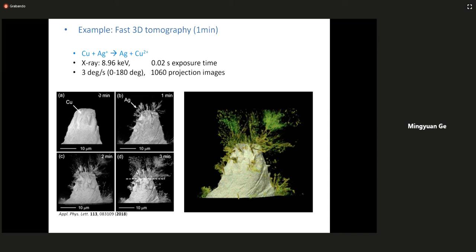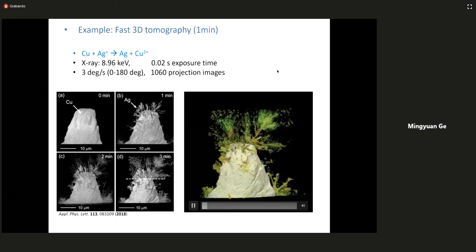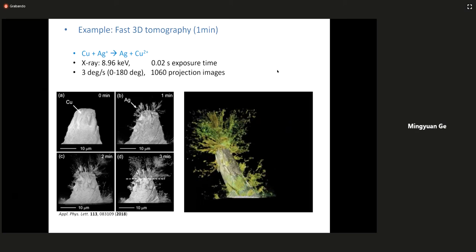At the beginning, we have a bare copper, which is just mountain-like. After 1 minute, we can see some growth of a dendrite, which is silver. And the silver continues to grow after 2 minutes and 3 minutes. It looks like a forest that grows on the mountain. And we can use a false color to see the growth of the dendrite.